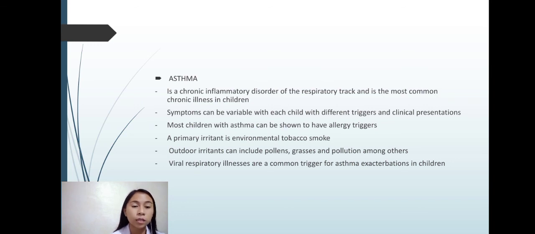Outer irritants can include pollens, gases, and pollution, among others. Viral respiratory illnesses are a common trigger for asthma exacerbations in children. So that will be all.